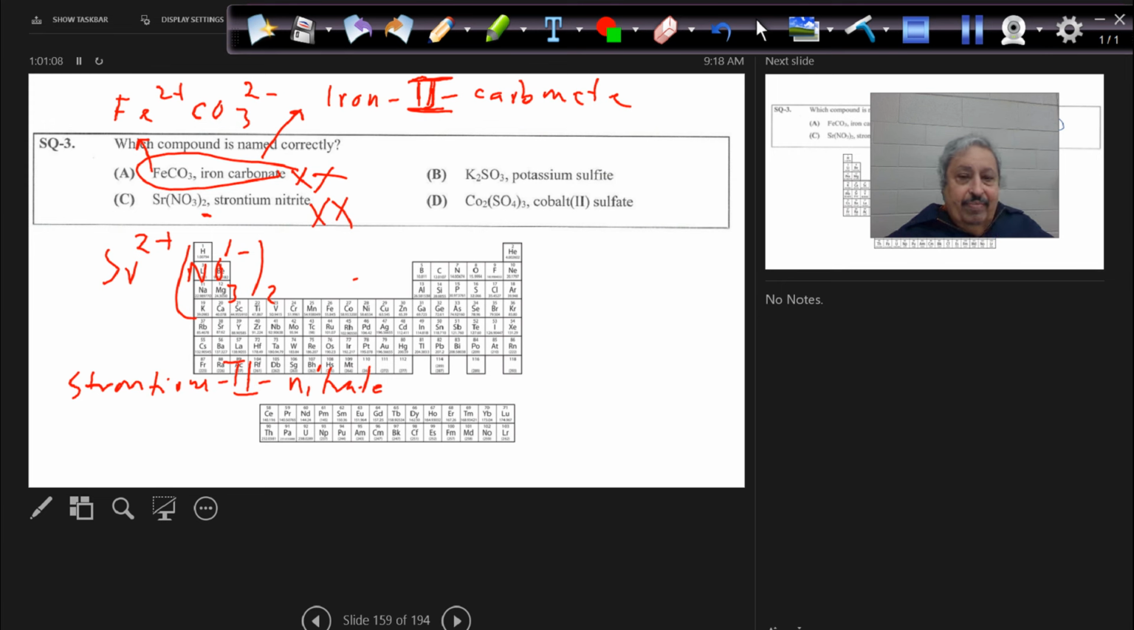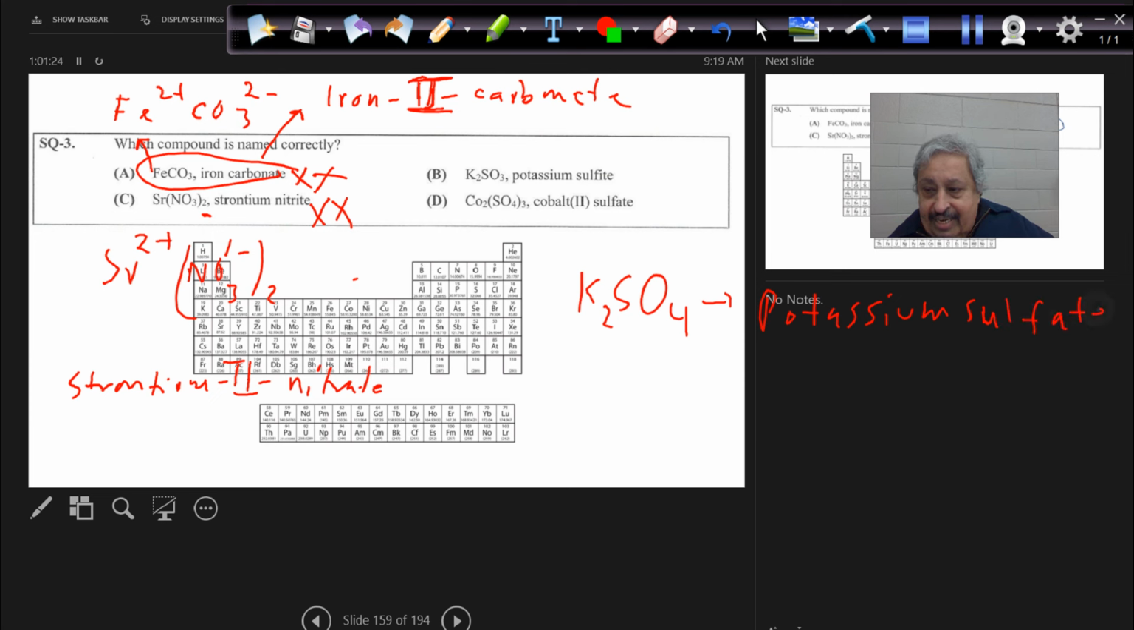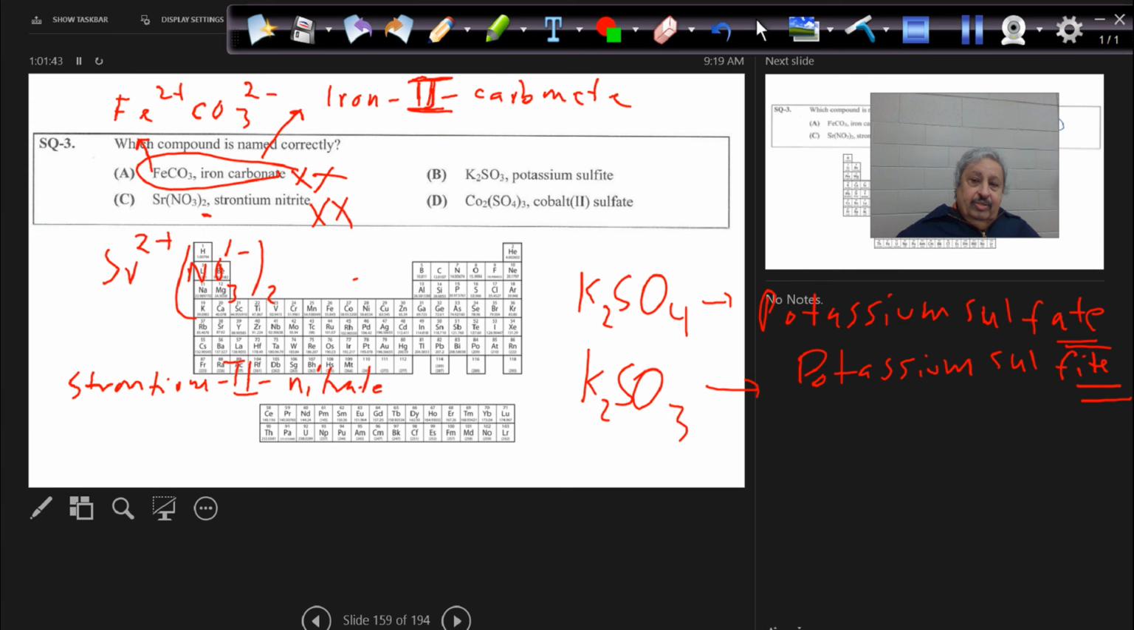How about this one here? Potassium sulfide, K2SO4, that's potassium sulfate, ATE at the end. Less oxygen will be potassium sulfite, ITE at the end. So the answer is correct. This one is named correctly.